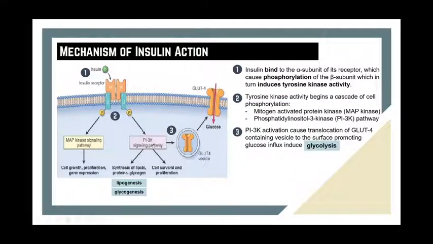The PI3K pathway also promotes glycogen synthesis, which is glycogenesis, via activation of glycogen synthase, promoting protein synthesis and lipogenesis while inhibiting lipolysis. Besides that, the PI3K pathway also promotes cell survival and proliferation.